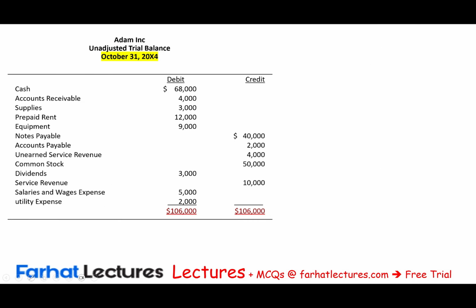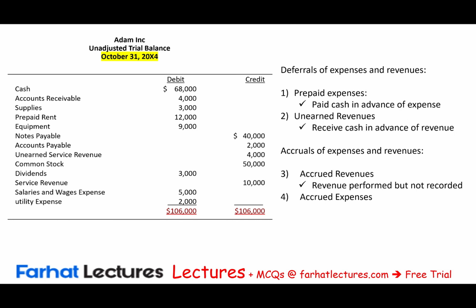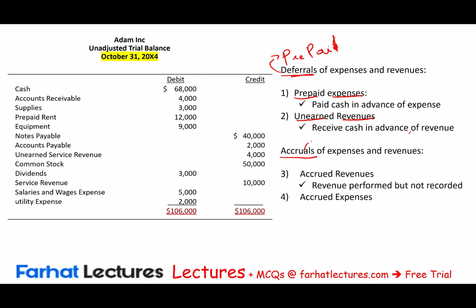We will be working with this trial balance, specifically the unadjusted trial balance, and we are going from unadjusted to adjusted trial balance. As I mentioned, we have 4 types of adjusting entries. 2 are considered deferrals or prepaid, same thing, and 2 are accruals. Under prepaids or deferrals, we have prepaid expenses and unearned revenues. Under accruals, we have accrued expenses and accrued revenues.